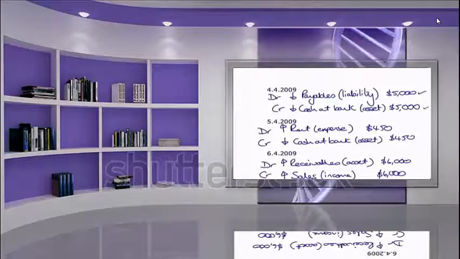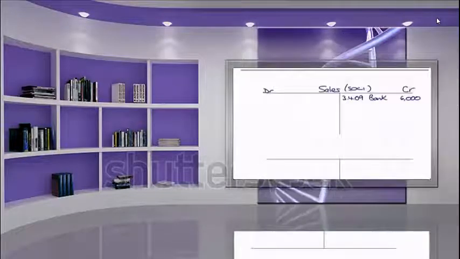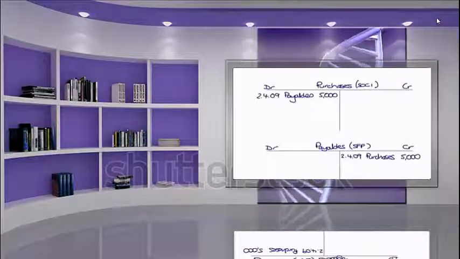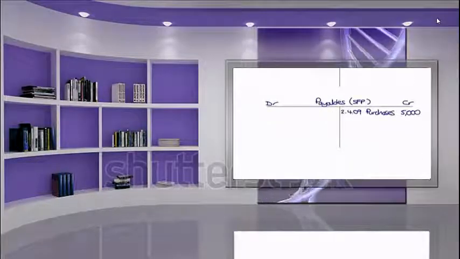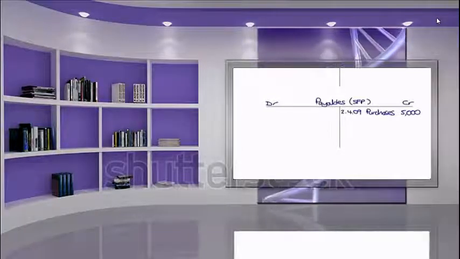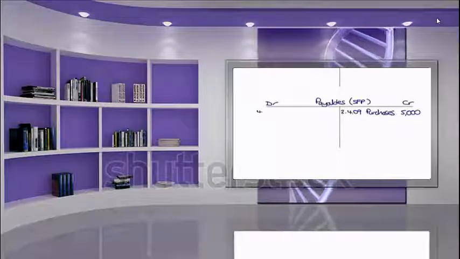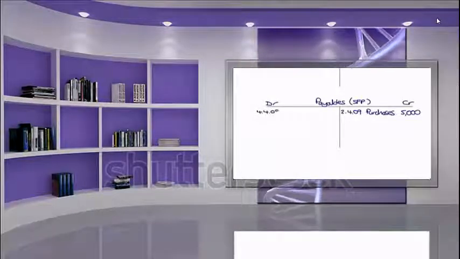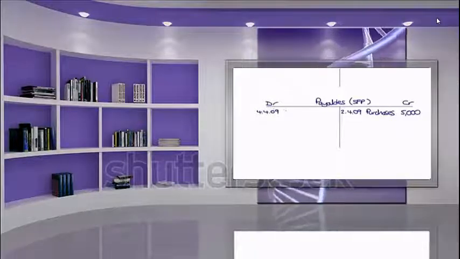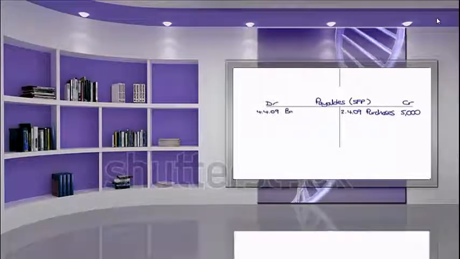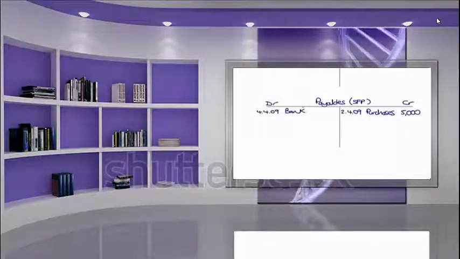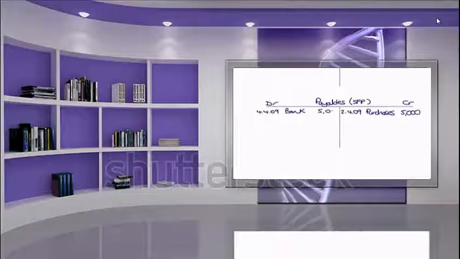So let's go back to our payables account, and we said with our payables account that we were going to debit it with 5,000. So we're going to look at the date, 4th of April 09 on the debit side. Our corresponding account will be cash at bank, and that's going to be with the amount that we're settling, $5,000.